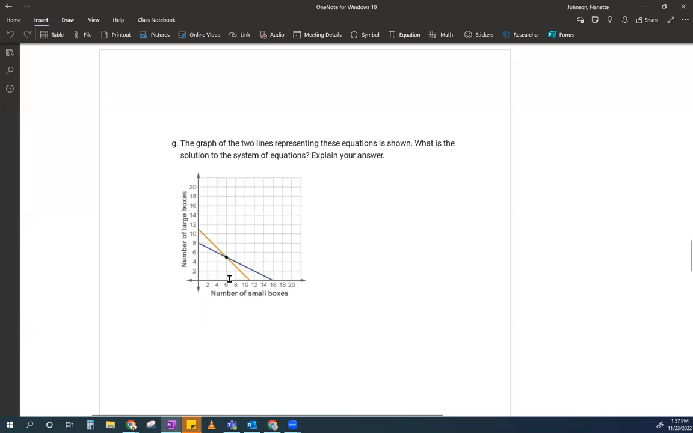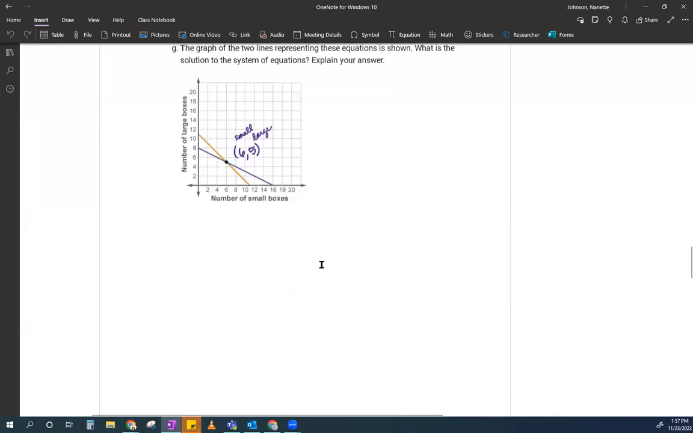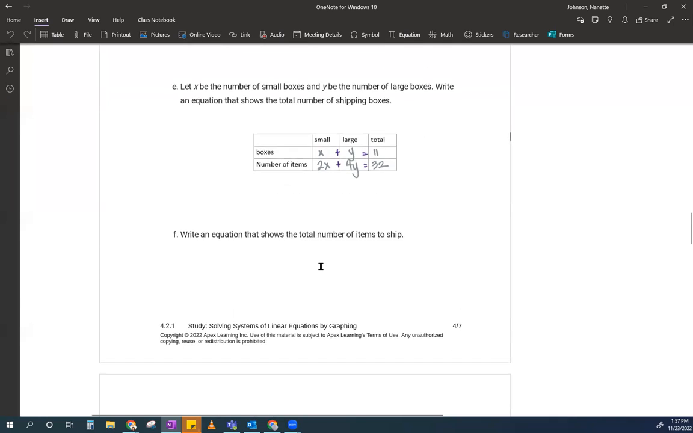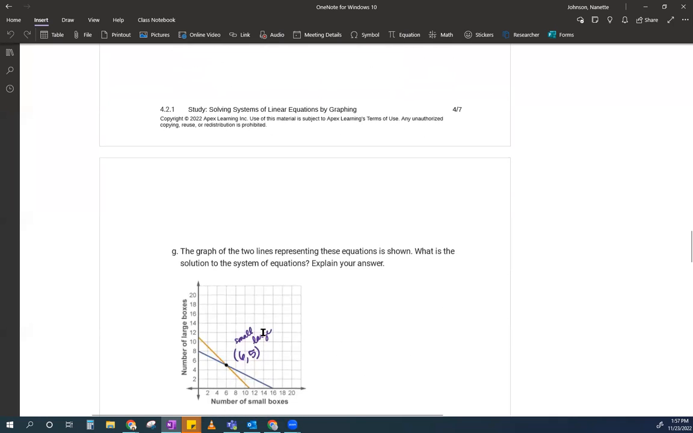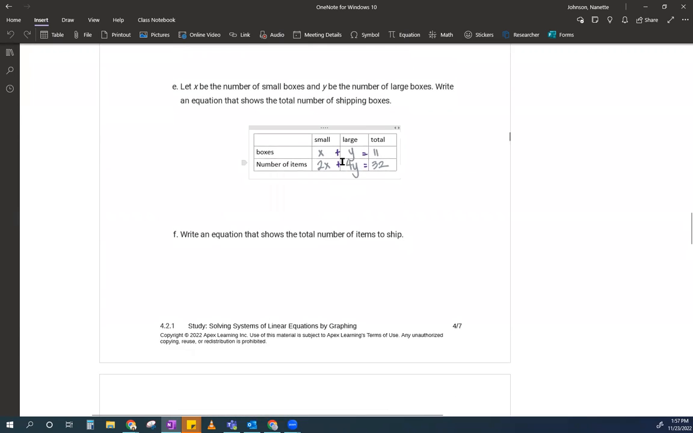It looks like 6 small boxes, and it looks like 5, but I'm going to verify with my answer. So I think it's 6, 5: 6 small and 5 large. Then I'm going to plug in and check my answer, just like we did before. Is 6 plus 5 really 11? Yes, let me write this down.